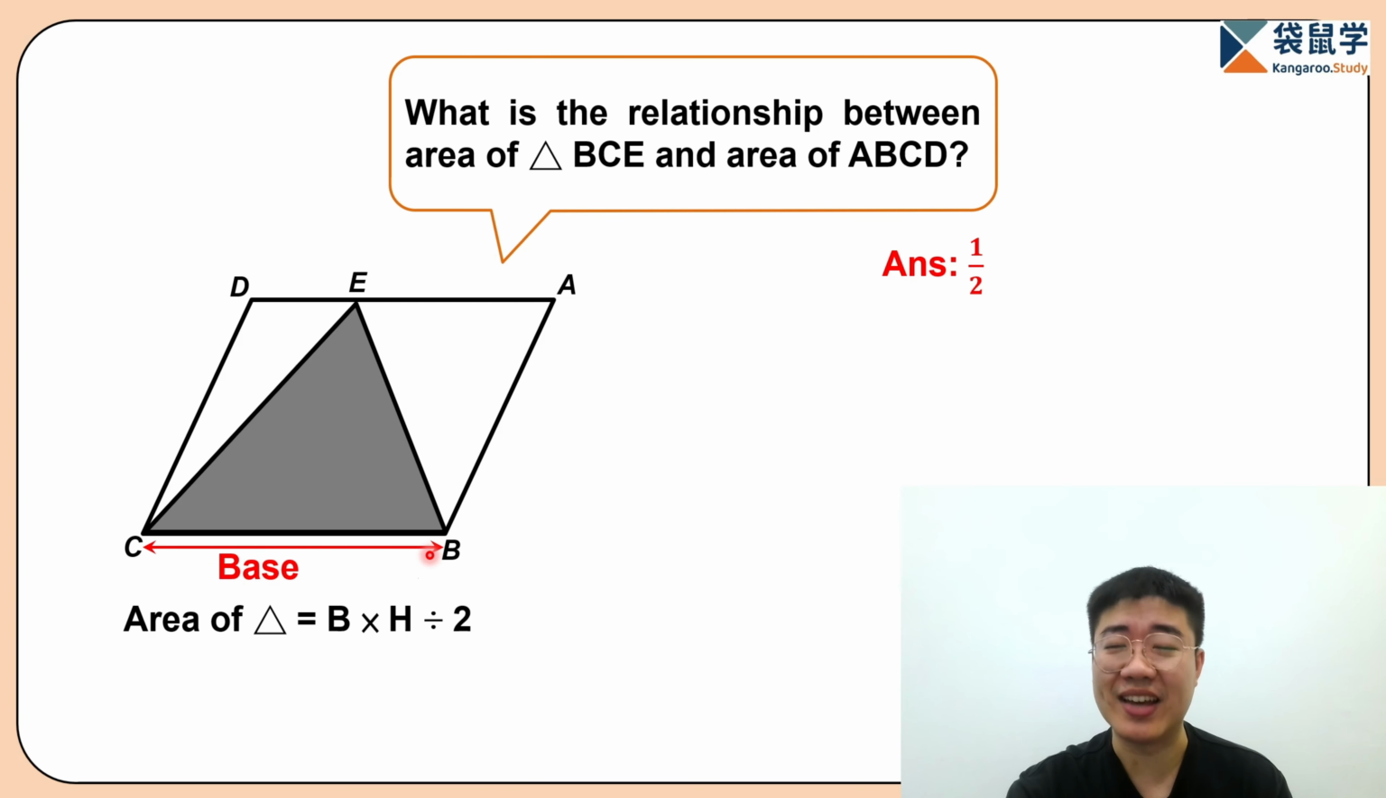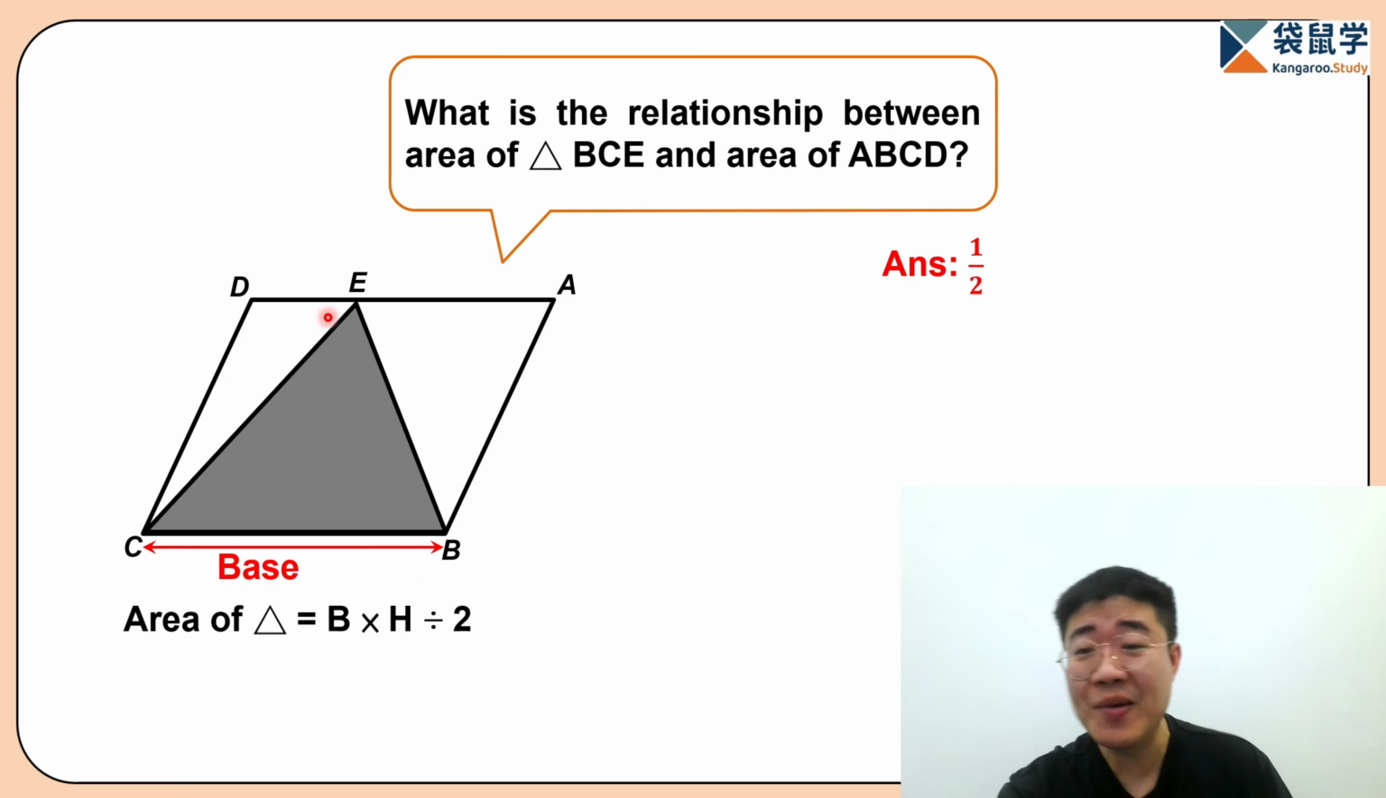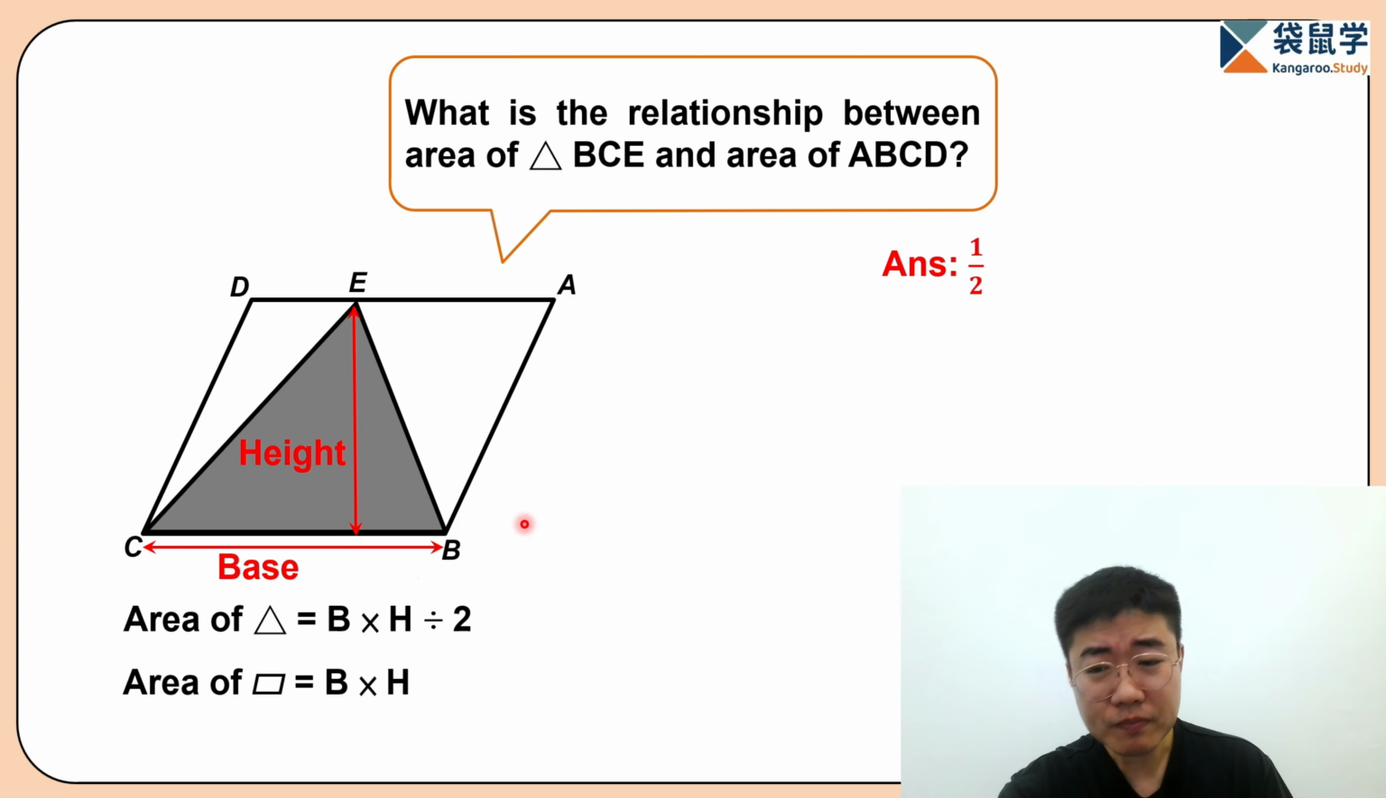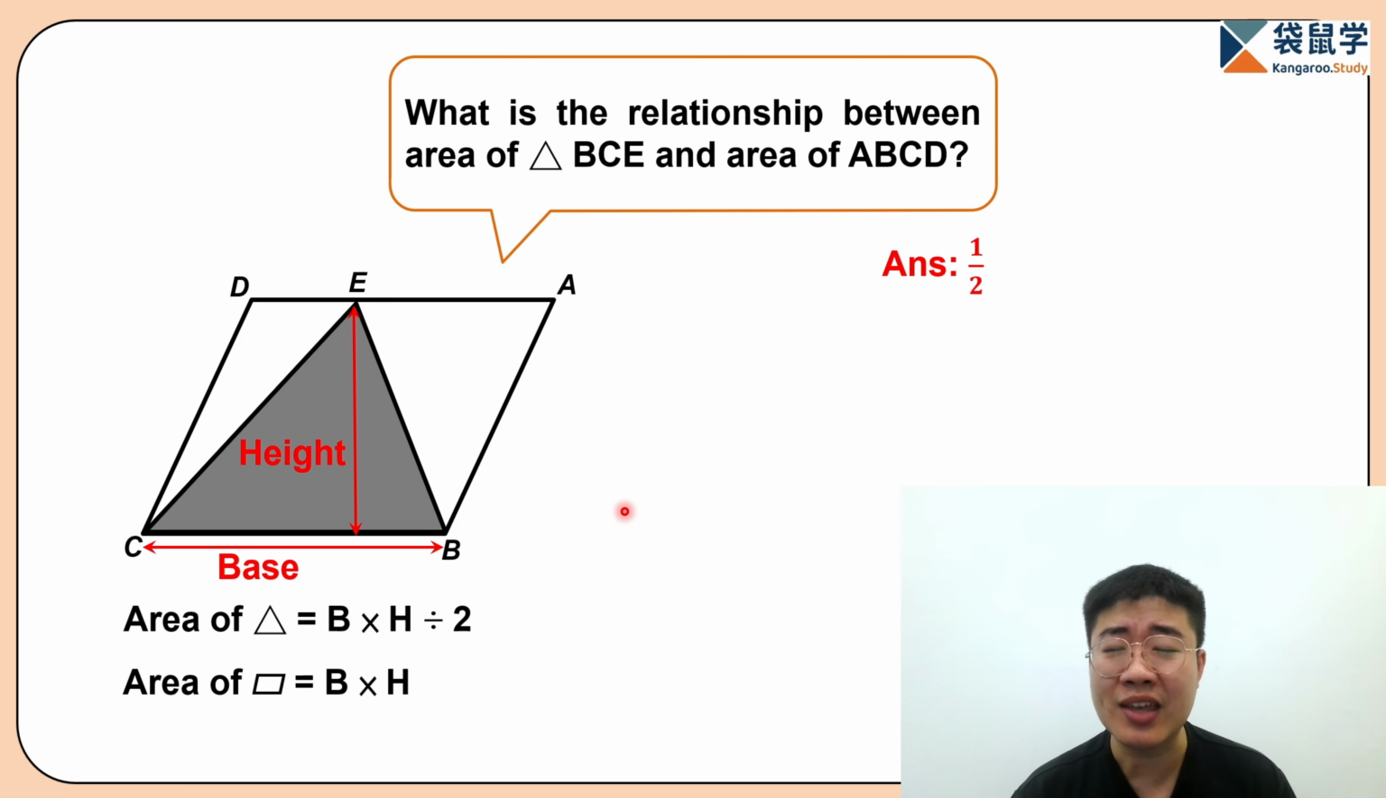Now how do we draw the height? We have to start from the point E and draw a line that's perpendicular to the base. So let's draw it. This is the height. So base times height divided by 2 gives us the area of the triangle. Now how about the parallelogram? For a parallelogram, we have to do base times height. So again, we realize that they share the same base and the same height. Of course, the area of the triangle is half of the parallelogram here.